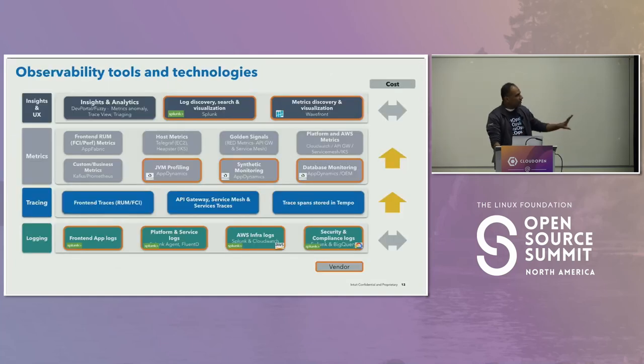I won't talk through this slide, but this is what our footprint looks like. We have the front end I talked about, and the insights and UX is something that we built internally at Intuit. And then we have a combination of some vendor tools and open source tools. With regards to tracing, we rely on Tempo, which is an open source product from Grafana, and that's our trace store. And I'll get into more details when we talk about tracing.